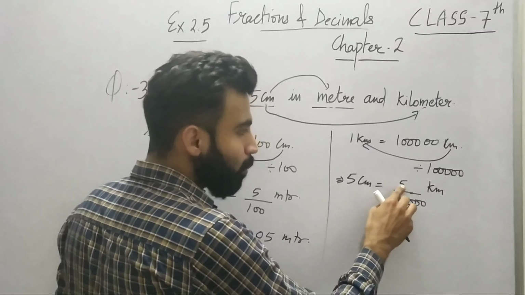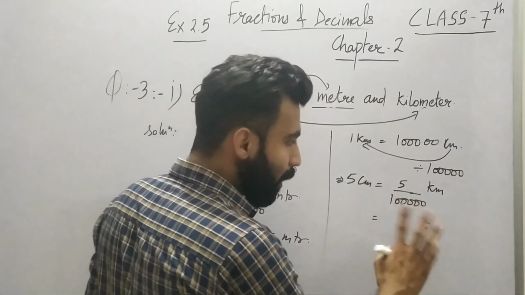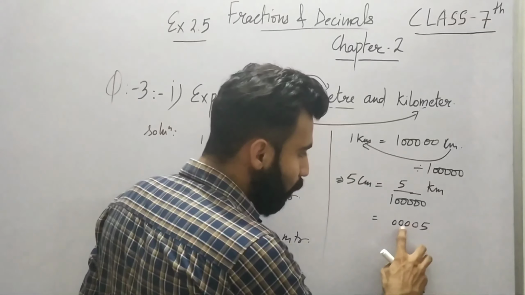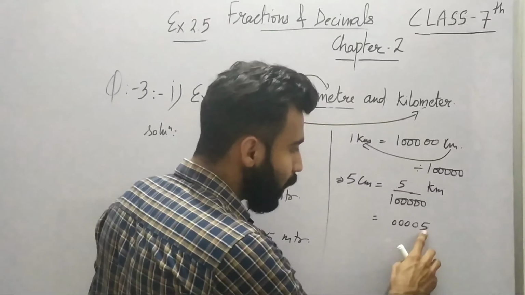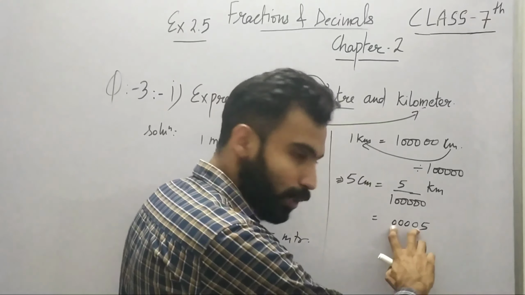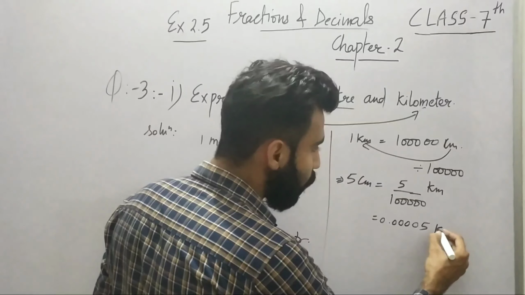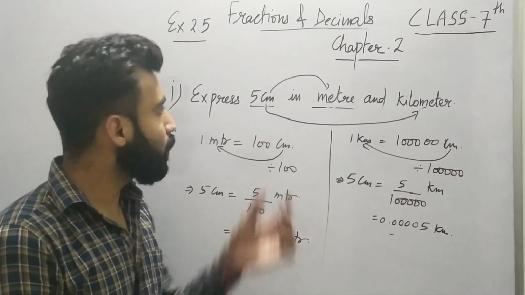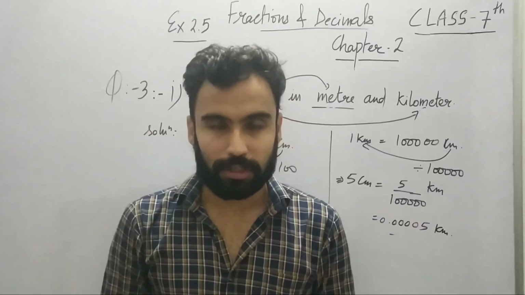So put a decimal before 5 digits. One digit is already there, so the remaining 4 are zeros. So put 4 zeros here, so that will be 5 digits. There are 5 zeros in the denominator, so we put a decimal before 5 digits. One digit was already there, so the remaining 4 zeros I have put here, and put a decimal, then put a 0. So this is the conversion of 5 centimeter into kilometer. That's how we convert centimeter into meter and kilometer by these respective relations. That's all.